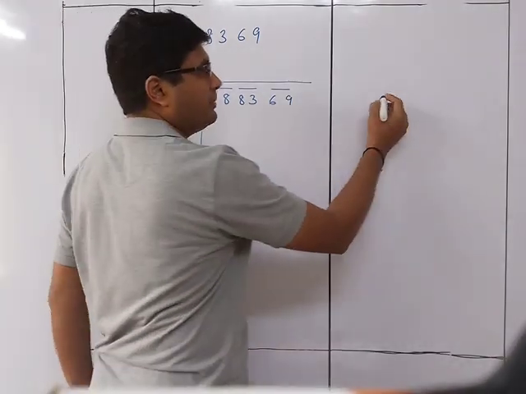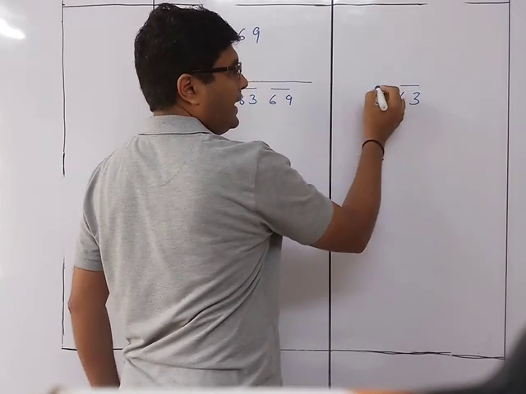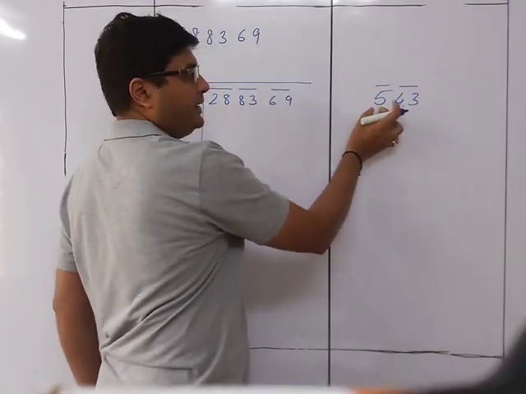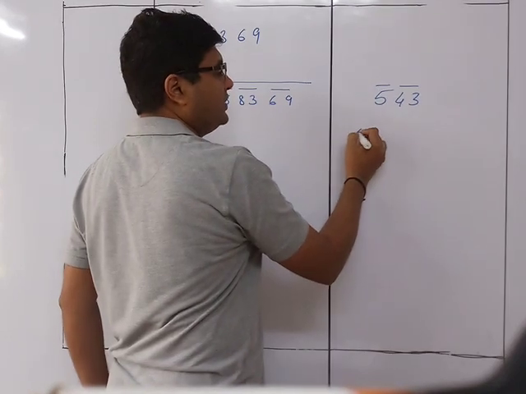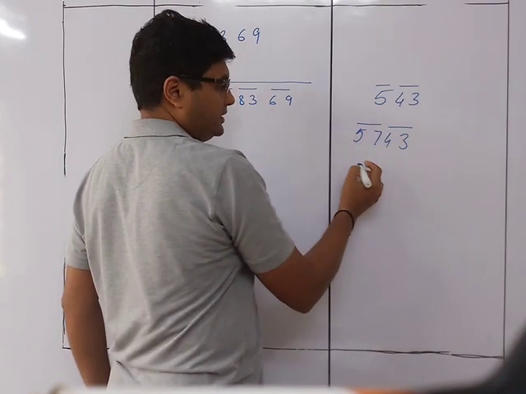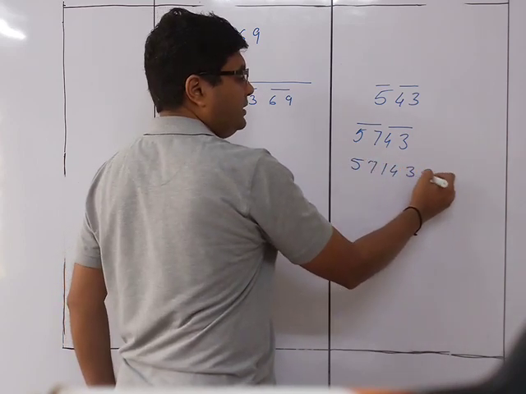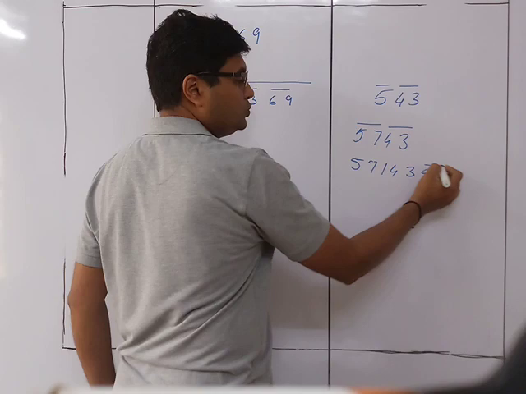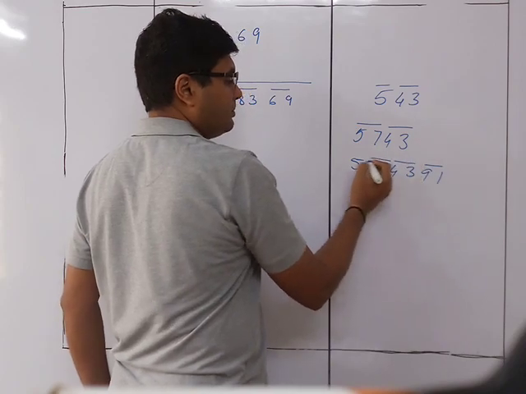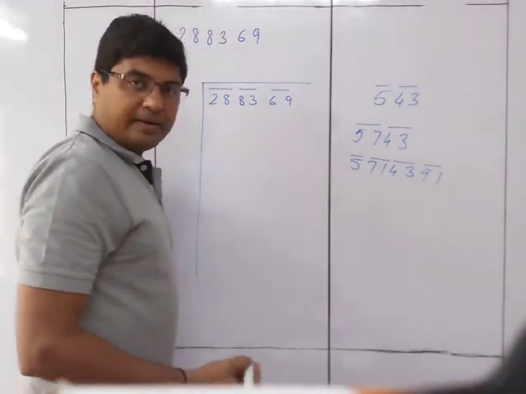For example, if the number would have been 543, then it will be a pair and a single number, 2 and 1. If the number is 5743, it will be 2 pairs. If the number is 5714391, then it will be these two numbers, these two numbers, these two numbers, and this will remain alone. In this way you are going to make pairs.